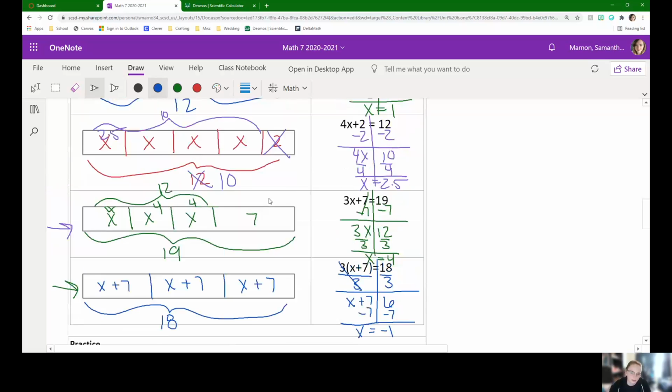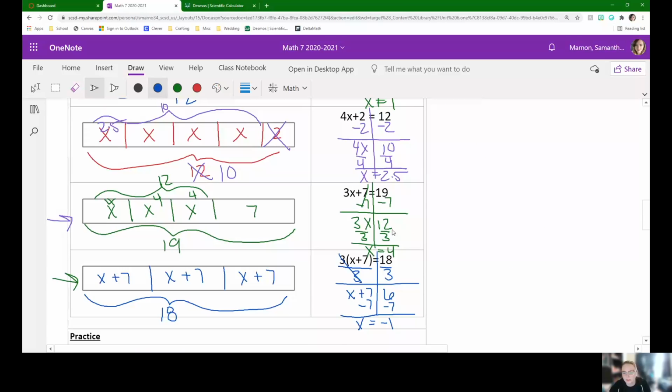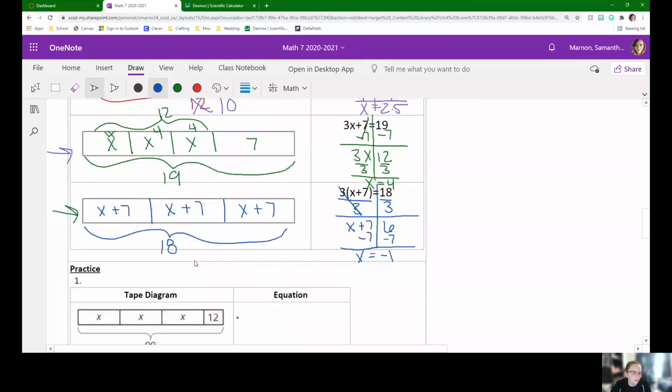So that's all we're doing today. So we're just solving equations using tape diagrams. If you can't do it on your own with just the equation yet, keep using the diagram.